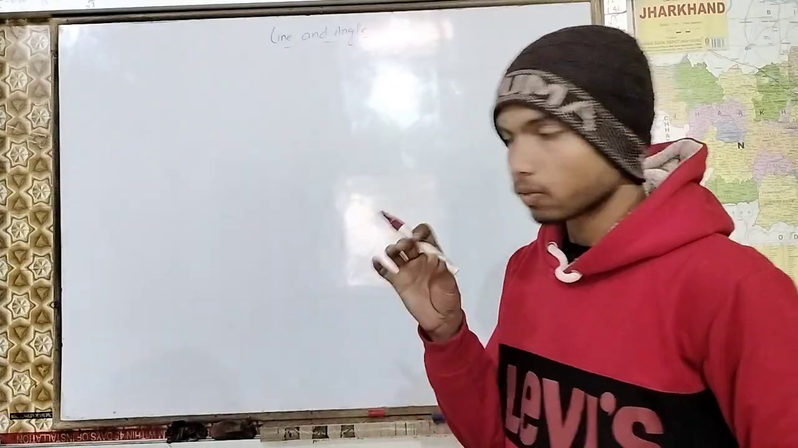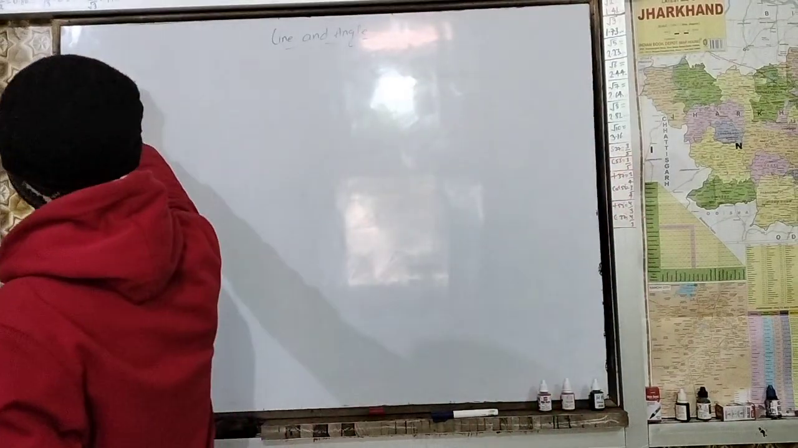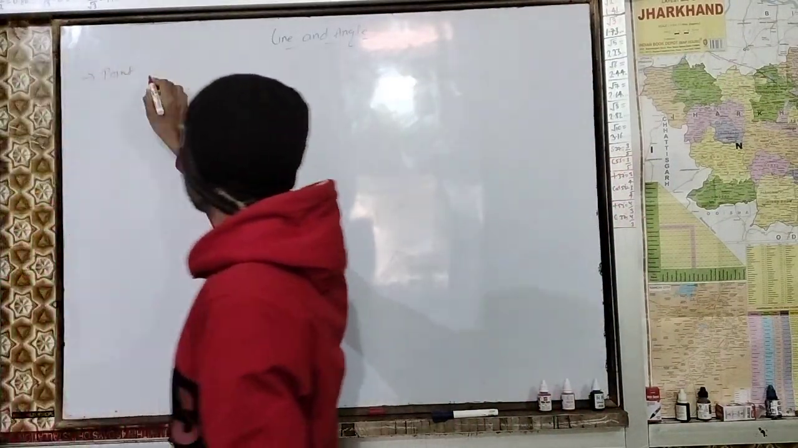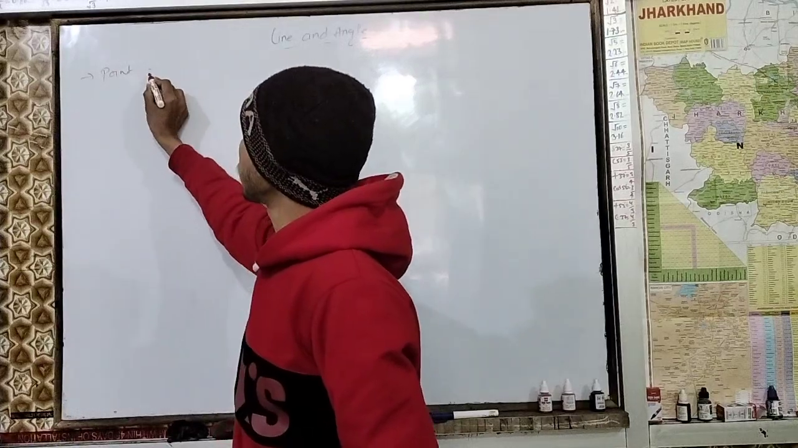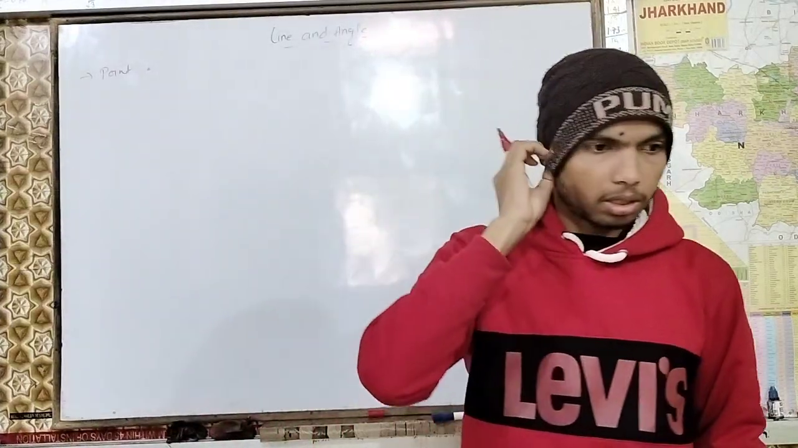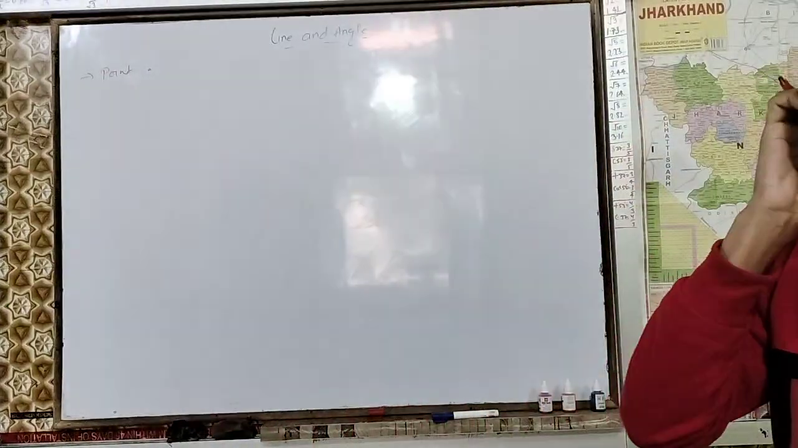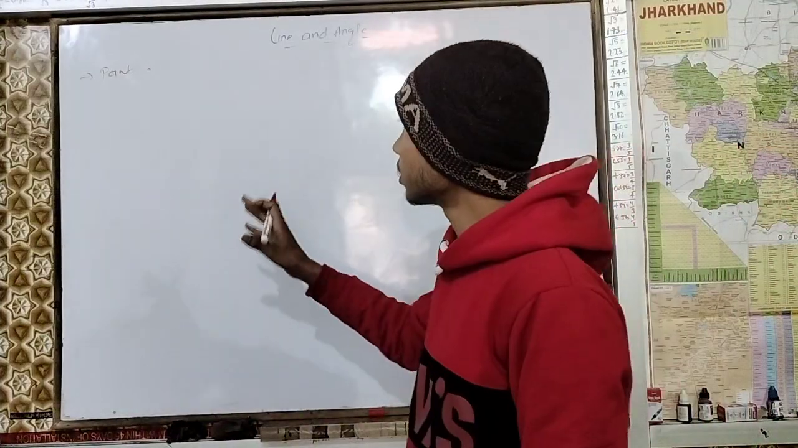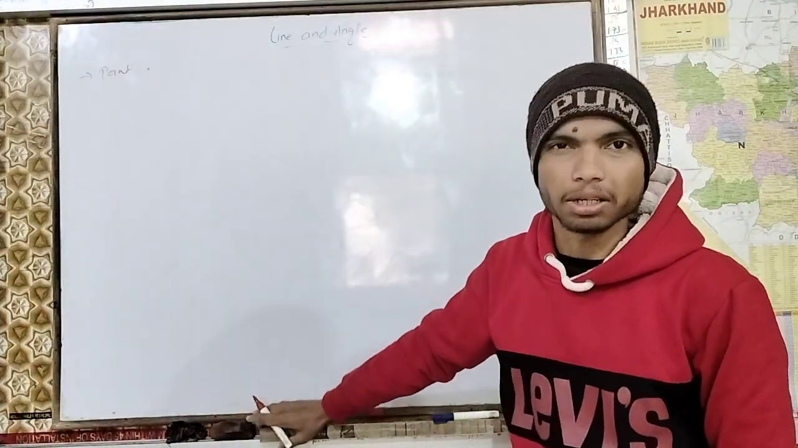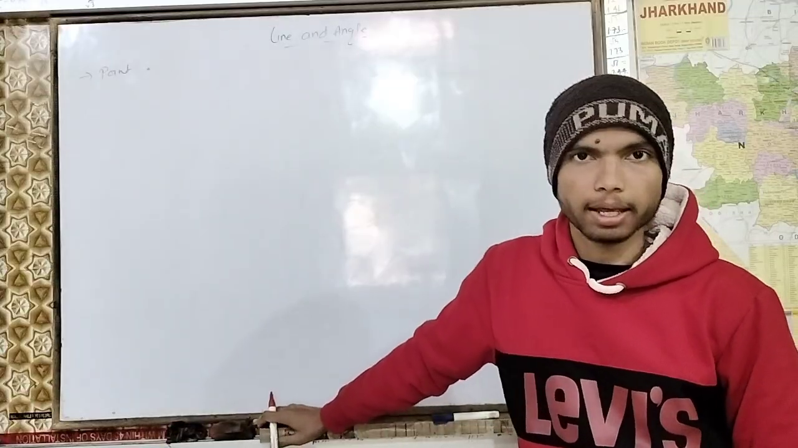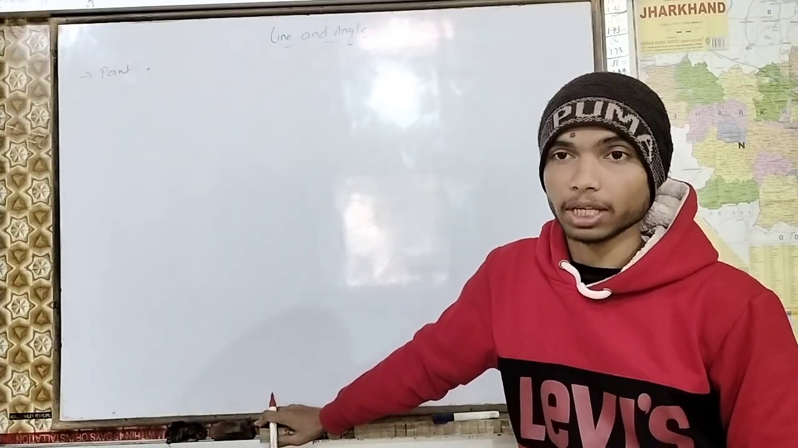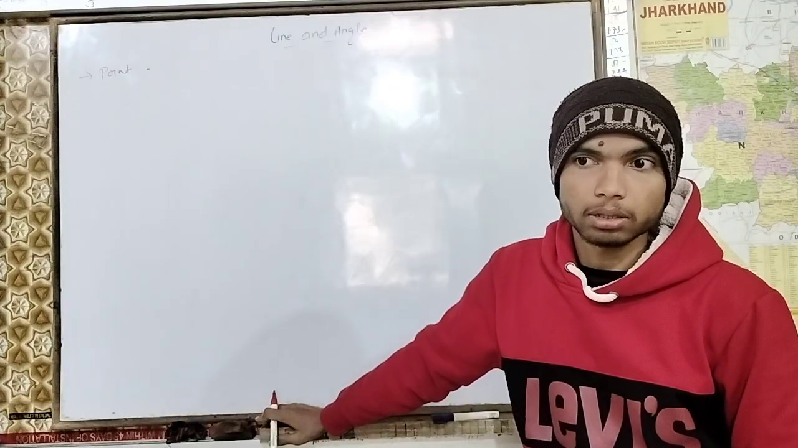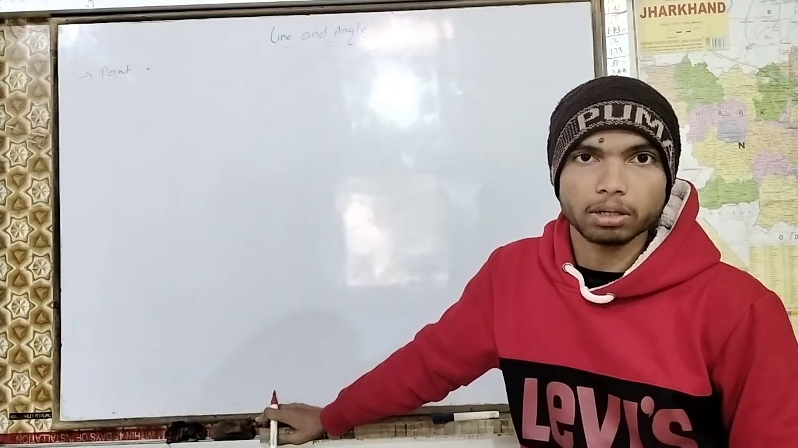Let's start with the first word, which is a point. Point means this point. It is talking about this point. My question is, can you say that this is a circle? Can you say? If yes, then tell me what is the reason behind it.